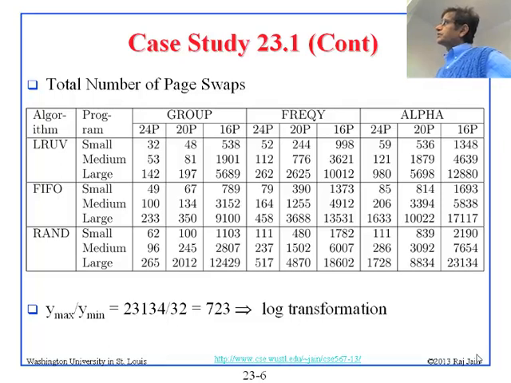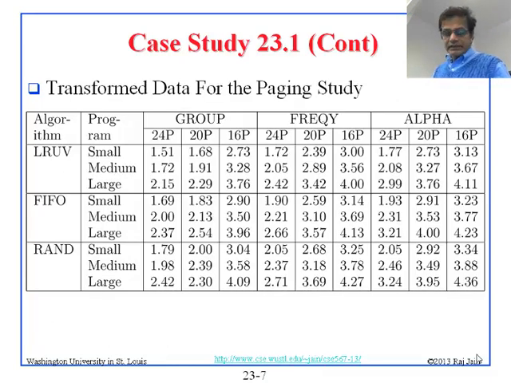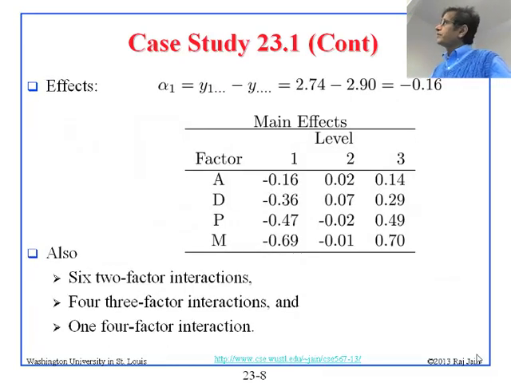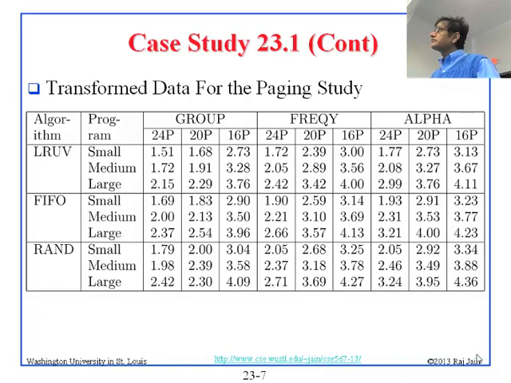So this will be minus 0.16. This would be plus 0.02, and this would be 0.14. So those are the 3 for the algorithms: minus 0.16, 0.02, and 0.14. So that is for the algorithm. Now for the program, for a small program, you will have to add up all the numbers where the programs are small. So they are basically this row plus this row plus this row. Those numbers added up and divided will give you the mean along that axis.